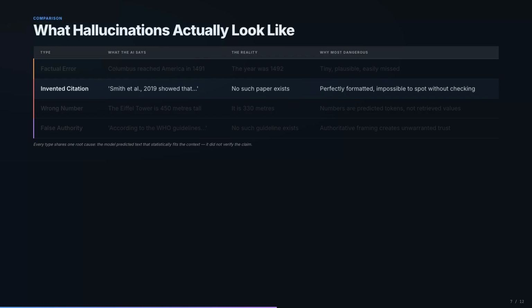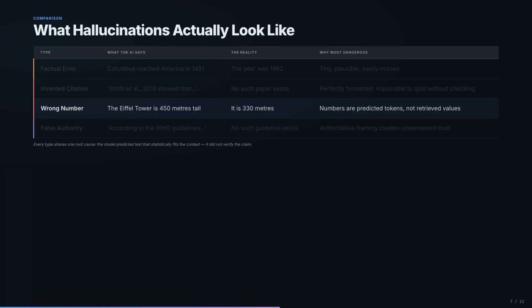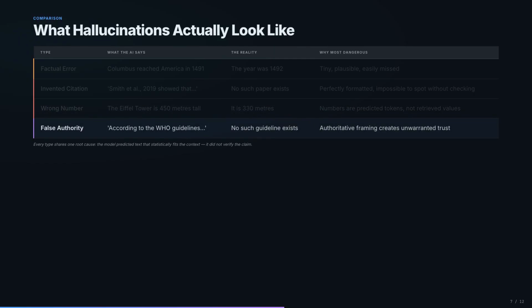A wrong number highlights a critical insight. Numbers are just tokens. When the model writes 330 meters or 450 meters after Eiffel Tower it is not computing a value from a database. It is predicting what number token typically follows in the text it was trained on. False authority is the most insidious type. The model learned that authoritative sounding text includes phrases like according to, studies show, and guidelines recommend, so it generates those phrases naturally with no underlying real world source behind them. Every type shares one root cause. The model predicted text that statistically fits the context. It did not verify the claim.